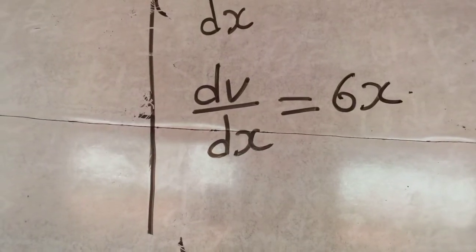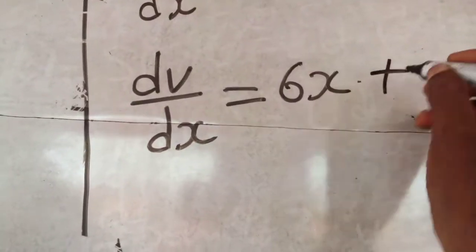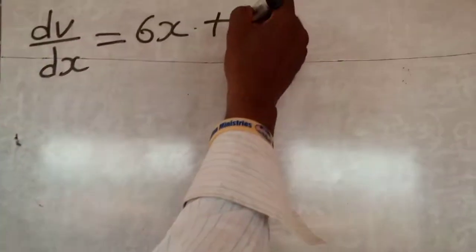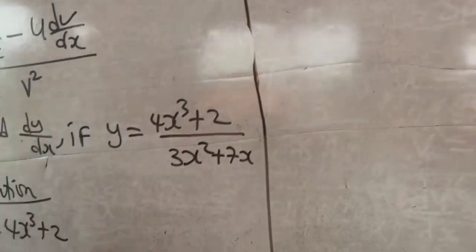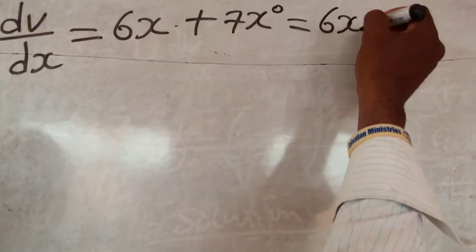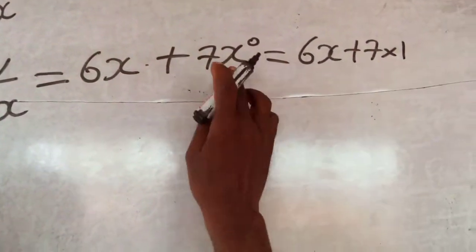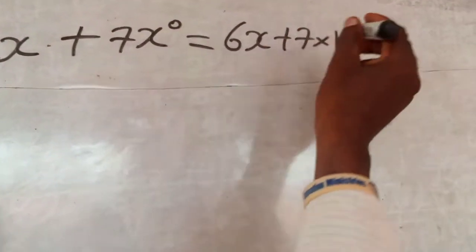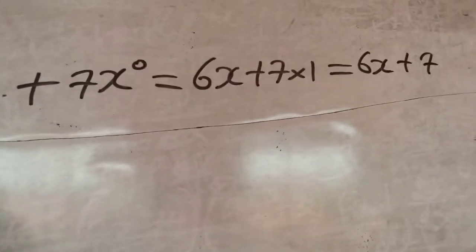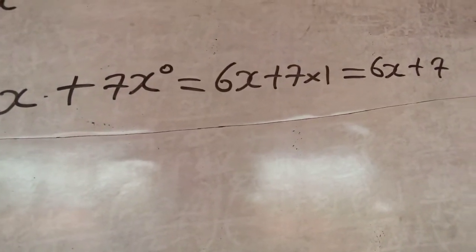2 minus 1 is 1. So plus this one now, 1 is here. 1 times 7 is 7. So 1 minus 1 is 0. So it's going to give you 6s plus 7 times 1, because anything raised to the power 0 is 1. So your final answer will be 6s plus 7, because 7 times 1 is 7.